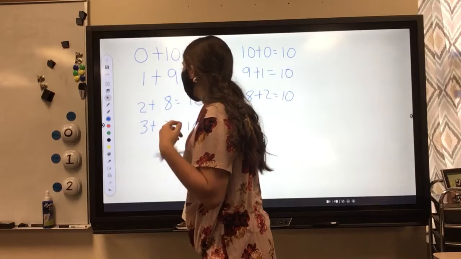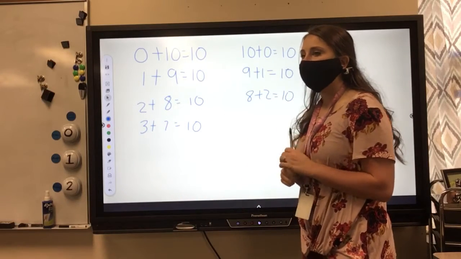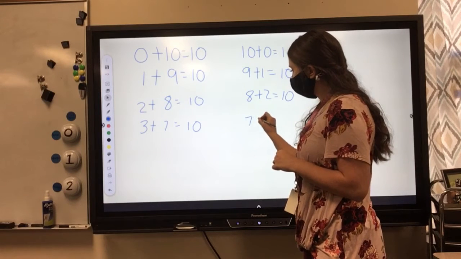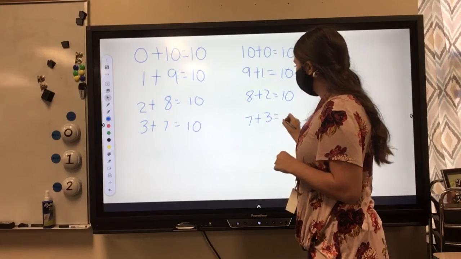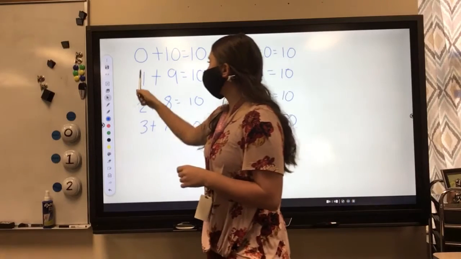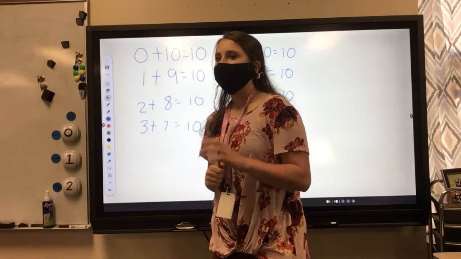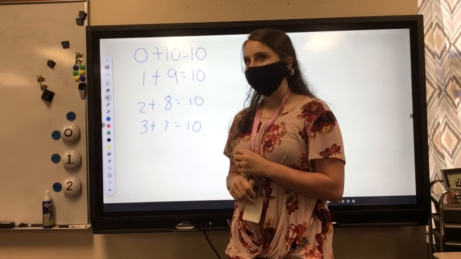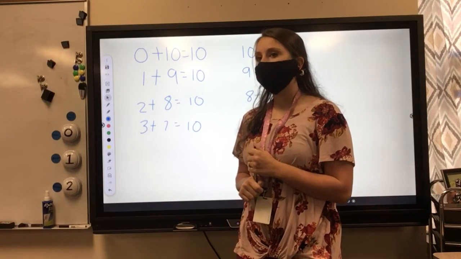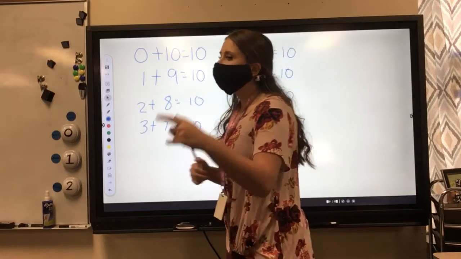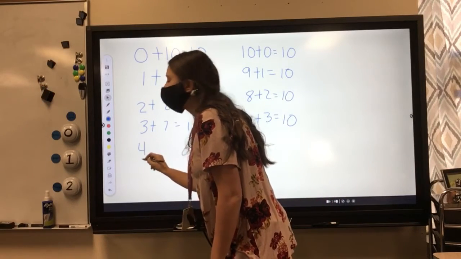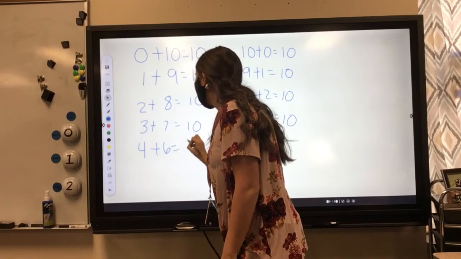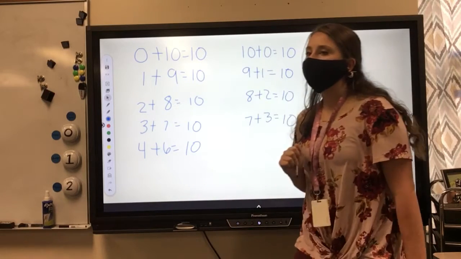What's the turnaround fact for 3 plus 7 equals 10? 7 plus 3. 7 plus 3 equals 10. Okay. What comes next? We have 0, 1, 2, 3. 4. 4 plus 6 equals 10. I see where you're going there. So you're thinking, okay, I need to know 4 plus 6 equals 10, yes? And what's our turnaround fact for 4 plus 6 equals 10?